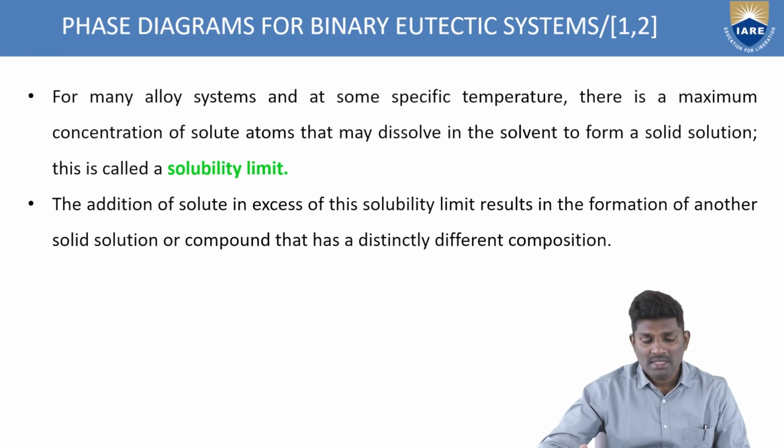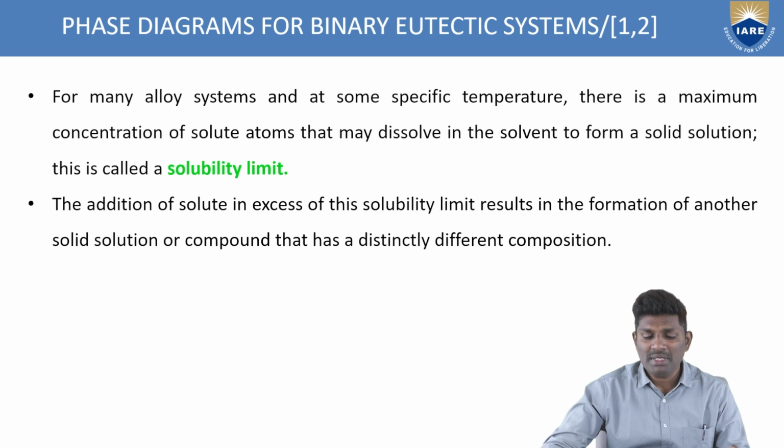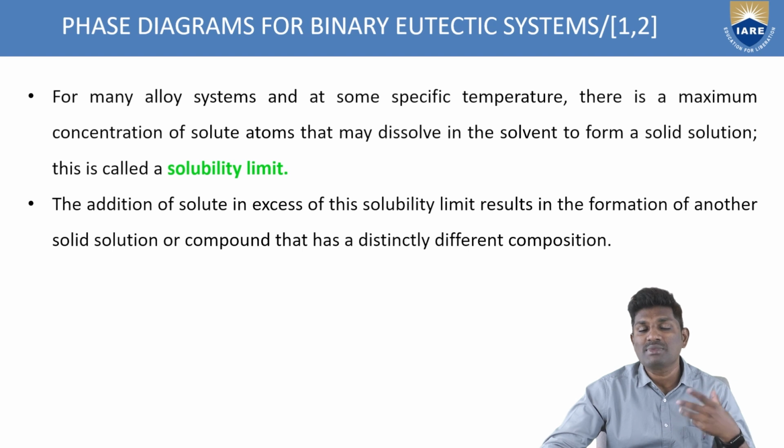And for many alloy systems at some specific temperature, there is a maximum concentration of solute atoms that may dissolve in the solvent to form a solid solution, and this is called the solubility limit. So what does solubility limit mean? In any given system, there is some maximum concentration of solute atoms. You have some solute atoms inside the system, and these solute atoms may dissolve up to some extent.